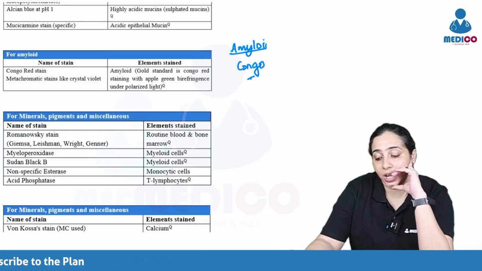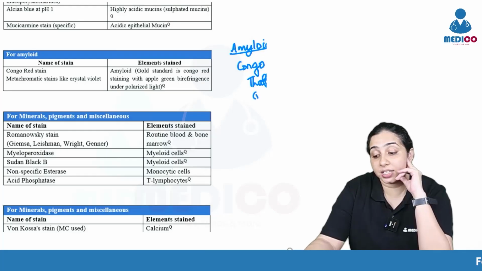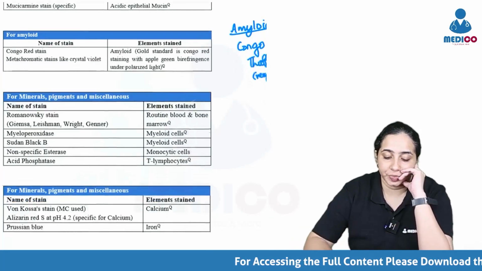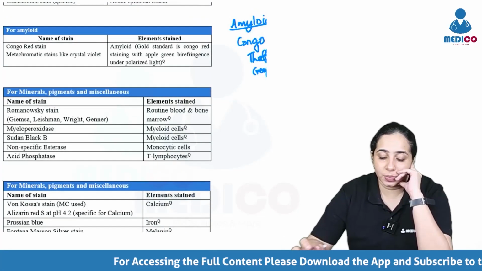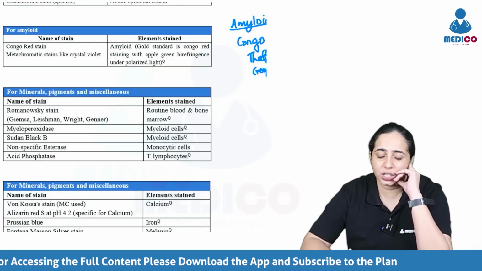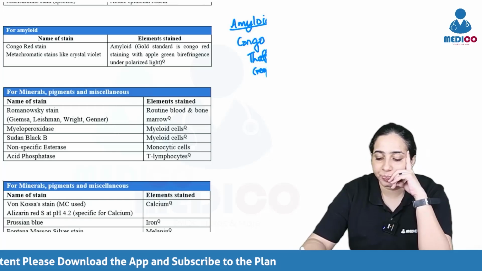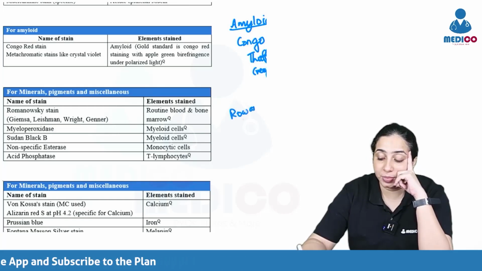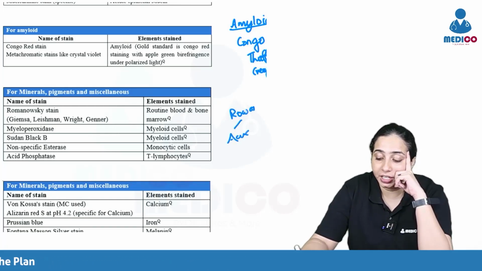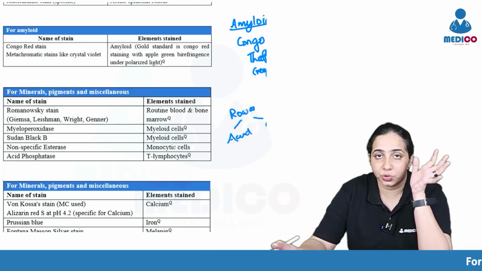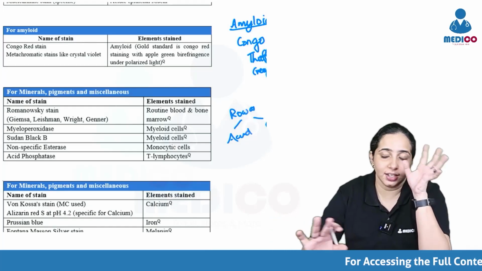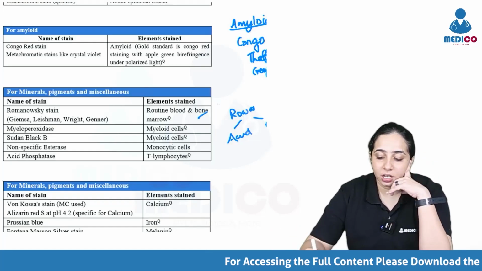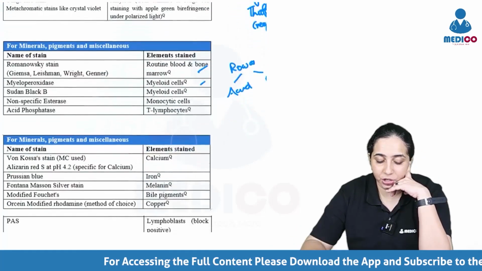Then you can also have thioflavin S. That can also be used, and chrysal violet. These are all stains for amyloid. Now, the normal stain is Romanowski stain. So what do you mean by Romanowski stain? The word Romanowski essentially means that it has an acid component and a basic component, but the dye itself is neutral because it has both acidic and basic components. So these are the materials which are used.